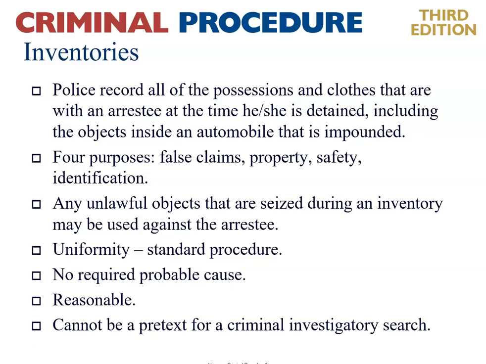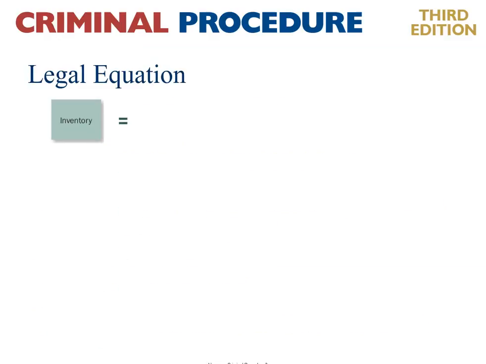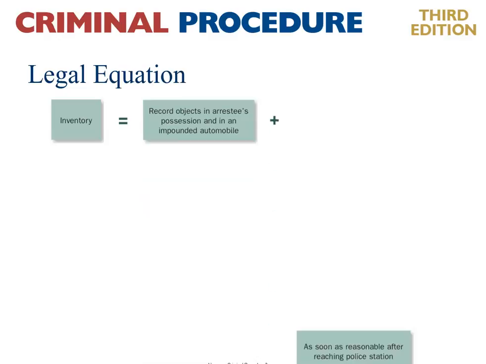Property, to protect the property against theft. We want to make sure that we inventory. Safety, to prevent the arrestee from injuring themselves by keeping, like, a knife in their pocket or something like that. So that's why we inventory. And then identification, of course, to ascertain the individual's identity. And then we have a little bit on the legal equation for this as well.